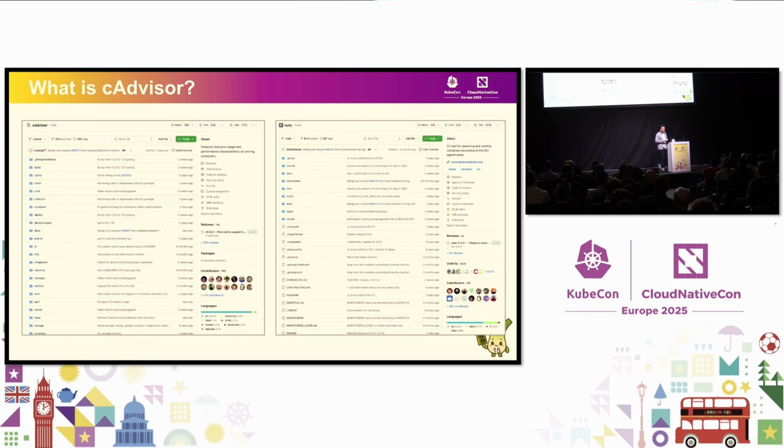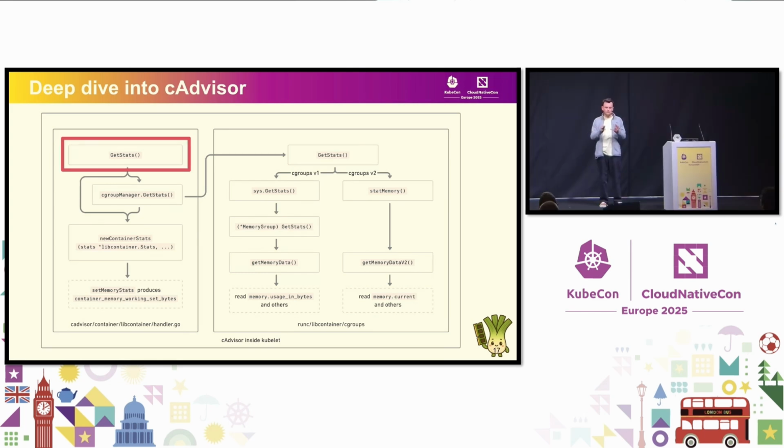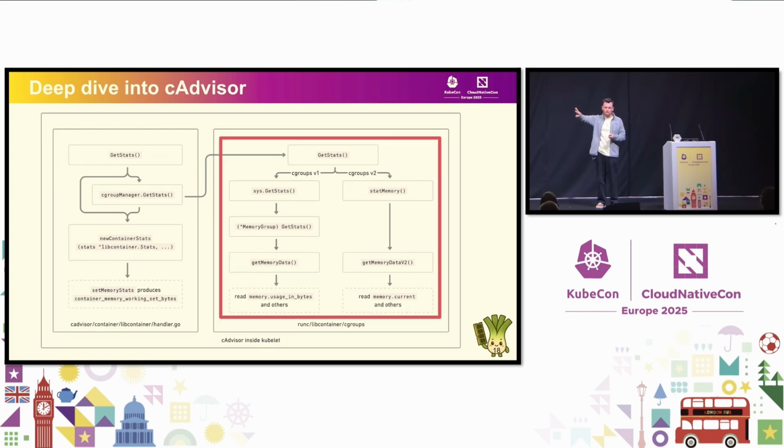So yeah. And how does this work now? How is my container memory working set bytes computed by this cAdvisor thingy? So let's try to make sense of this diagram. It's a pretty big diagram. I will try to walk you through it. It all starts with this GetStats method that is called inside of the cAdvisor code, right? And just after this, it calls this cgroup manager GetStats. And it calls this GetStats that is on the right. So now we are jumping into runc libcontainer code, and we are executing in the package that is called cgroup.